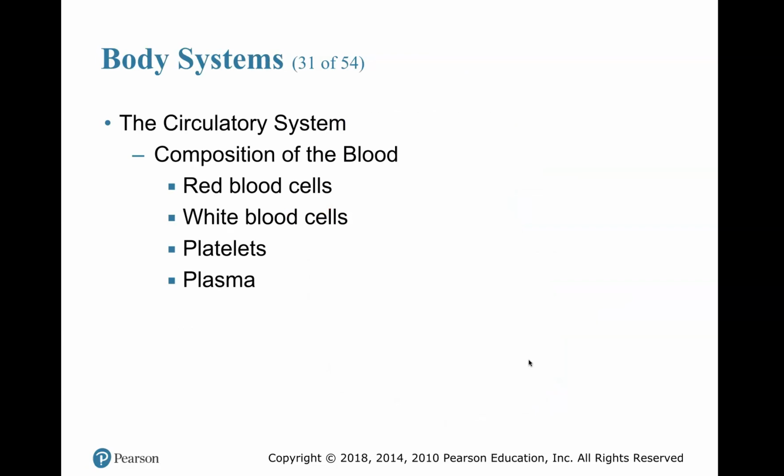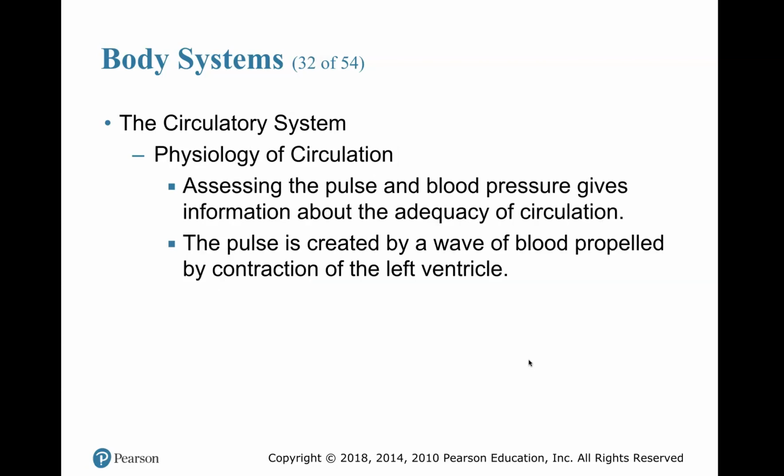Okay, composition of the blood. The blood has red blood cells, white blood cells, platelets, and plasma. The physiology of circulation. Assessing the pulse and blood pressure gives information about the adequacy of circulation, how adequate circulation is. The pulse is created by a wave of blood propelled by contraction of the left ventricle. Now, what I want you to understand is we all take a pulse. Usually you've had your pulse taken, or if you've ever taken a pulse on someone, you use the wrist, right? The radial pulse is what that's called.